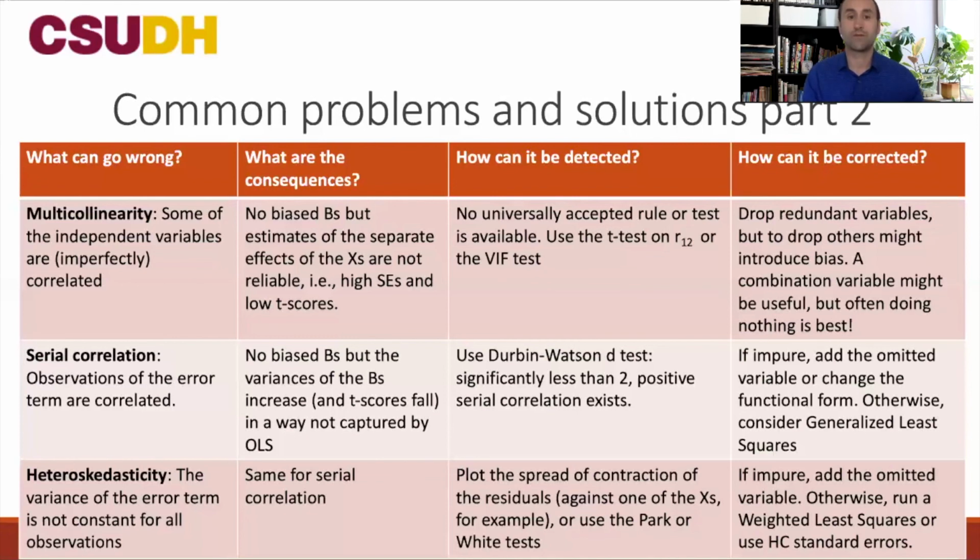The final problem, which is quite common, is that of heteroscedasticity, which we discussed earlier. And the consequences for this are the same as serial correlation. So here what we would do is plot the residuals or the error term values to try and detect heteroscedasticity. There's also some tests that you can probably select quite straightforwardly in SPSS called Park or White tests. There's many more. And if you identify this, then you might want to add an omitted variable. Also, there's other approaches than OLS that you can use, for example, weighted least squares.